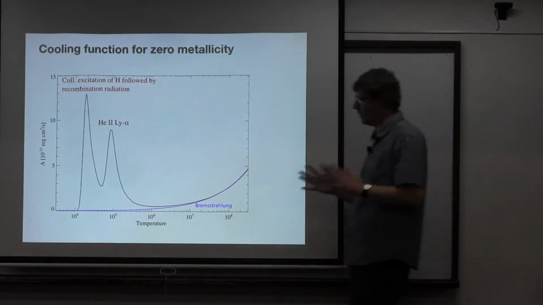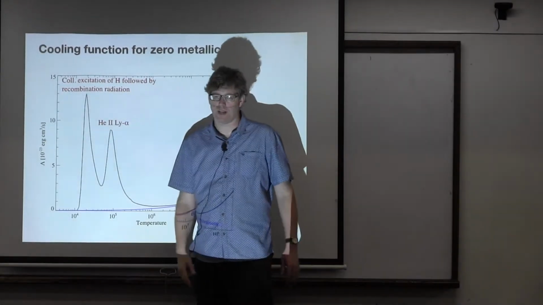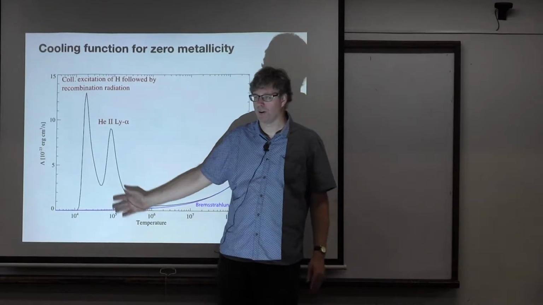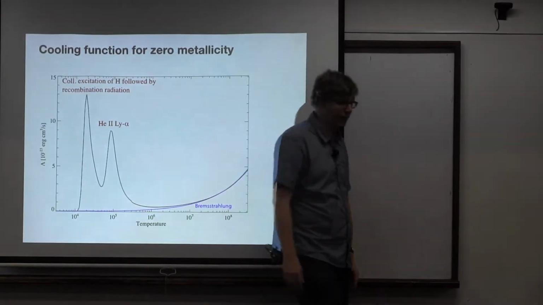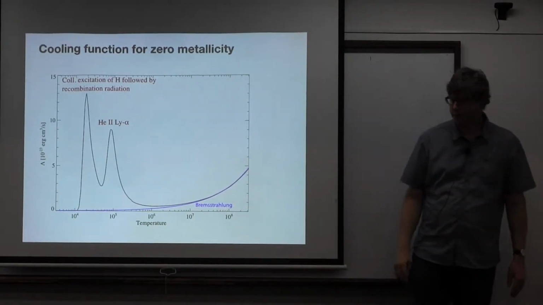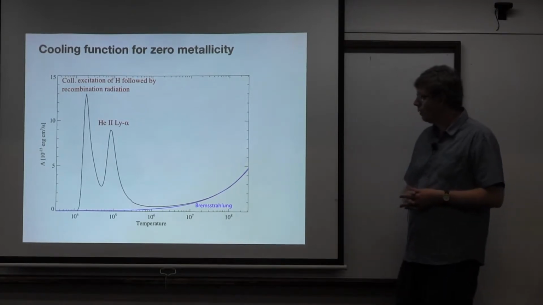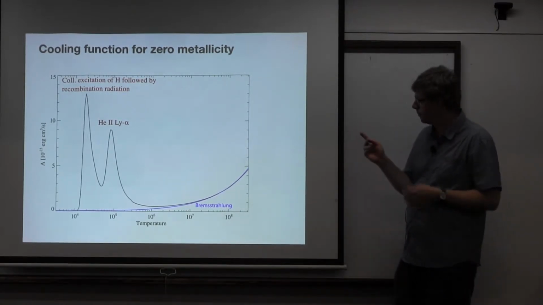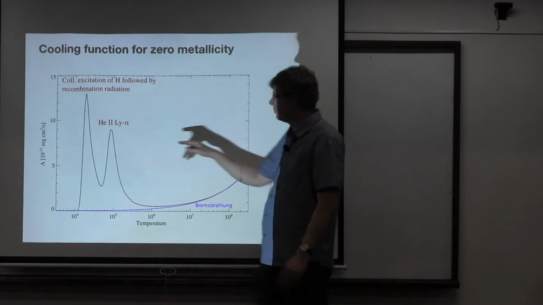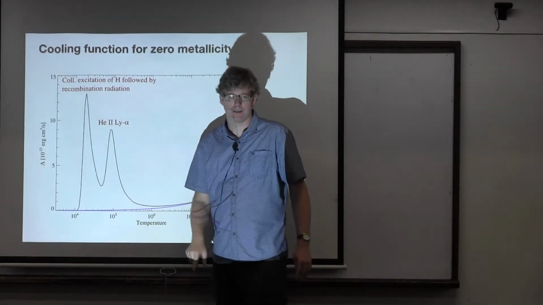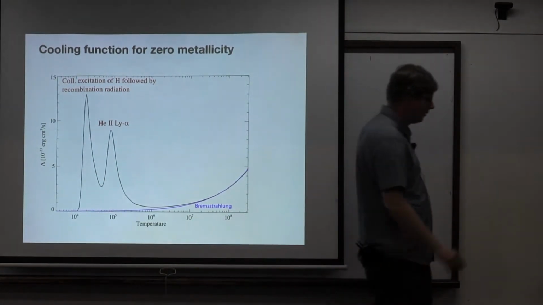So the cutoff basically says you need at least 10,000 Kelvin gas. This process won't work very well in gas that's much cooler than that. It will just hang around. But now you have the other thing here, and that is you have these two peaks. So what are those peaks?